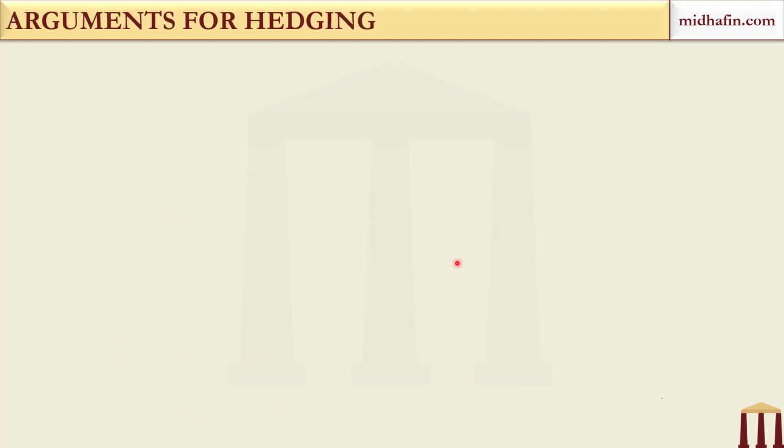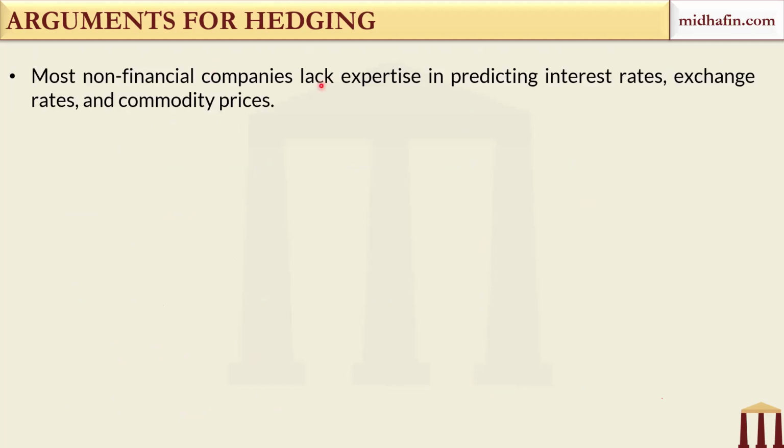Now, what are the arguments for hedging? We saw a scenario where the company was missing the upside potential also. So what are the arguments for hedging? And then we'll see what are the arguments against hedging. The first argument given for hedging is that most non-financial companies lack expertise in predicting interest rates, exchange rates, and commodity prices.